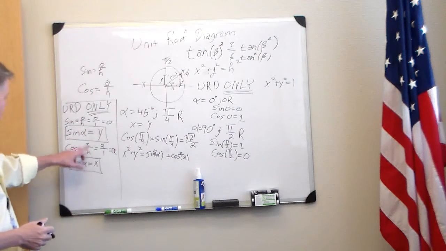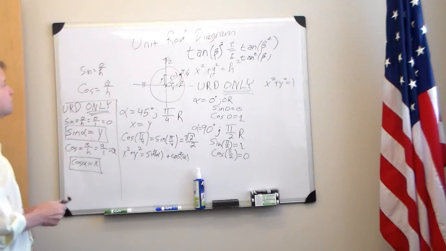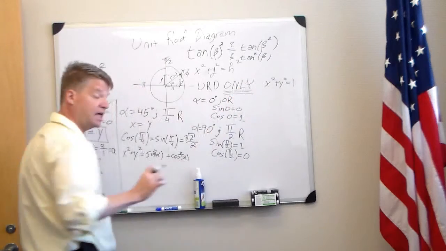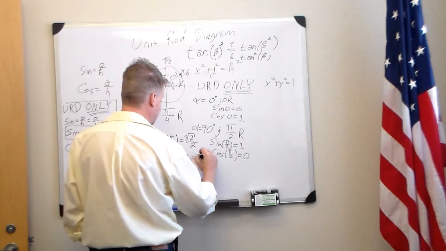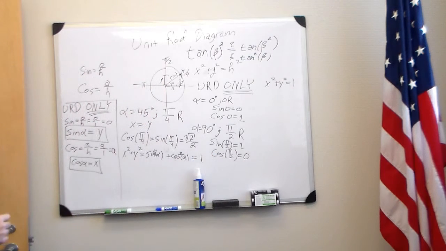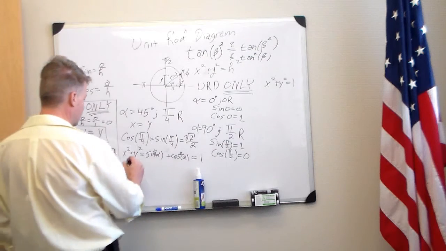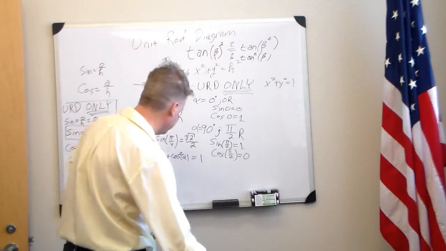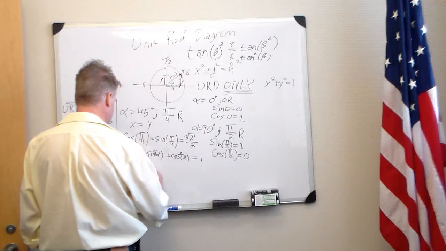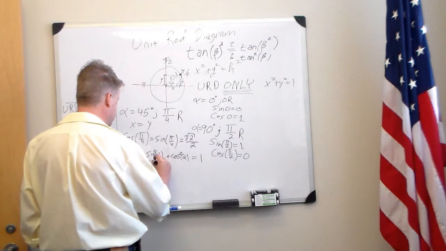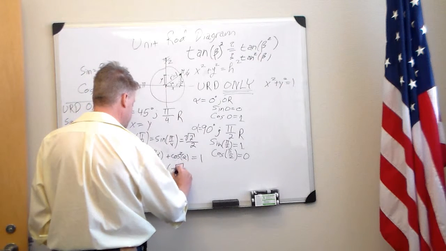Well, from this identity, again, for unit rod diagrams only, we know that this has to be equal to 1. So if cosine of our angle, which happens to be pi over 4, is root 2 over 2, that's the value of sine. We're going to square that. Cosine is the same.